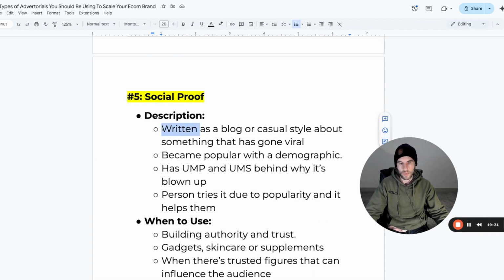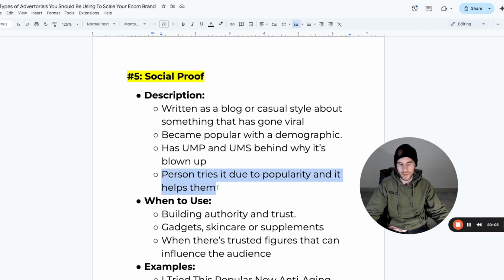Now, social proof advertorials are written as a blog, in a very casual style, about something that has gone viral. Typically, it's blown up and gotten super popular, or become extremely popular with a specific demographic that has a certain problem. Typically, the reason that it has blown up is the UMP or the UMS. Something new, something unique, here's what it's doing.